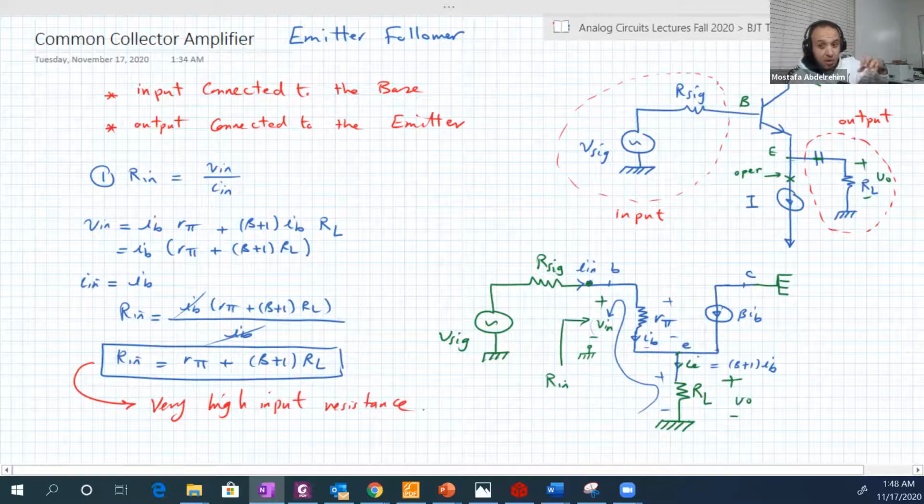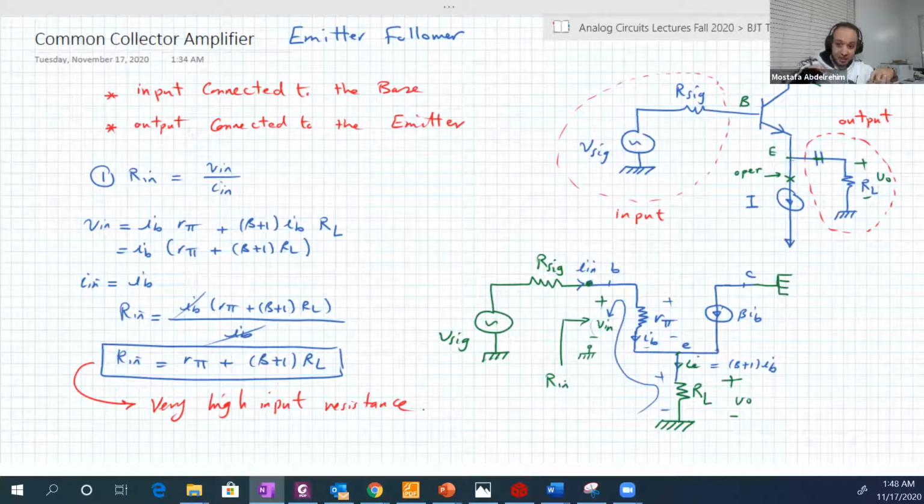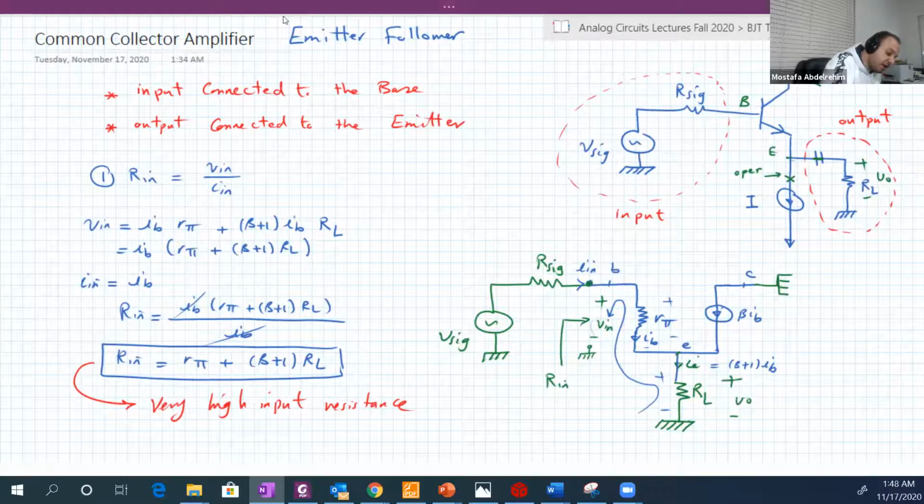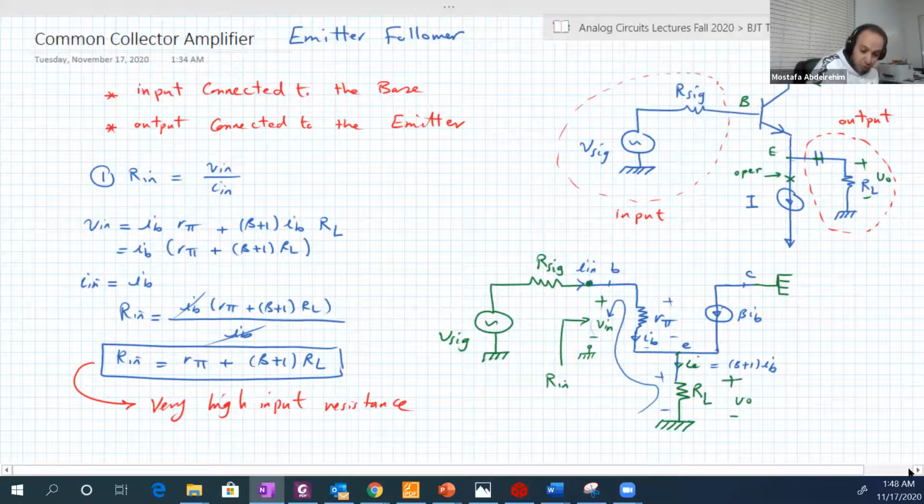And why is that? Because of the inclusion of beta here. So beta, because it's 100 usually, when it is multiplied by something, it will be magnified 100 times. So this will, of course, increase our input resistance. This is the first advantage of the common collector amplifier. So good, let's go now and calculate our output resistance.